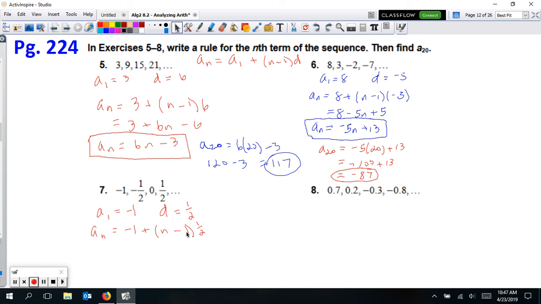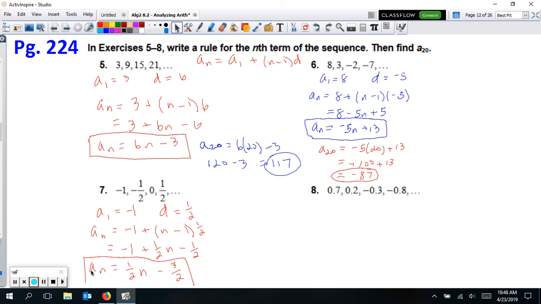Remember, n minus 1 is always that way. That's the part of the formula. So you distribute the 1/2 into here, so it'll be a 1/2 n minus a half. And so we're going to see negative 1 and a negative 1/2. We can add those together. That would be negative 3/2, which is the same as negative 3 over 2. So we might want to use 3 over 2 instead.